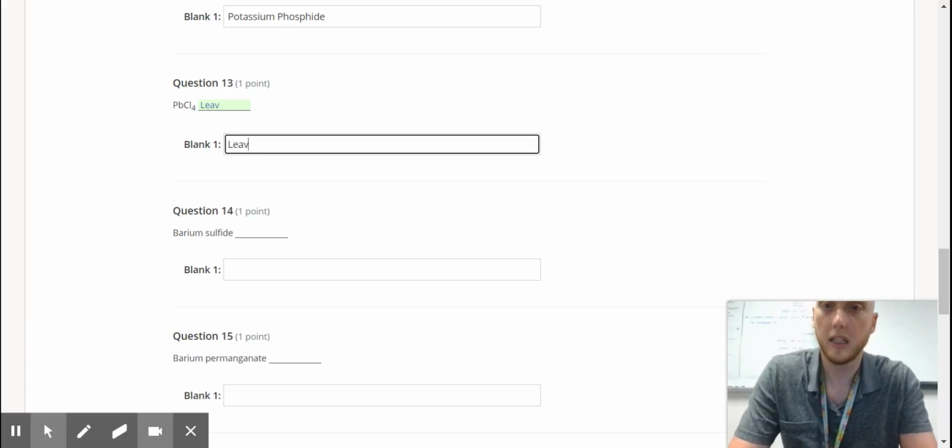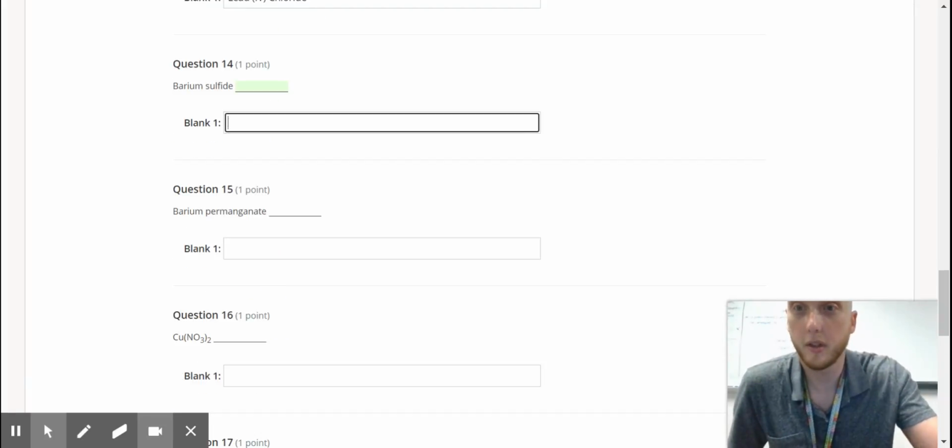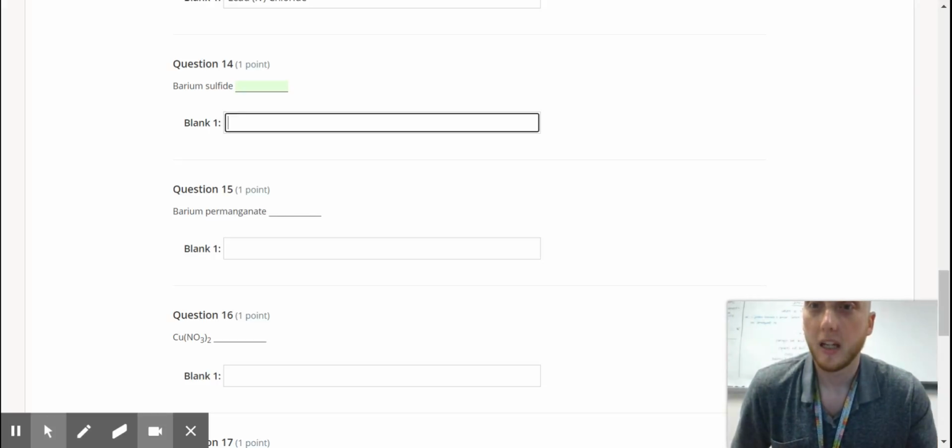So it's going to be lead, lead space, once again, capital I, capital V, close parentheses, and then chloride, because it's just a binary. So you're just going to write it as simple as that.